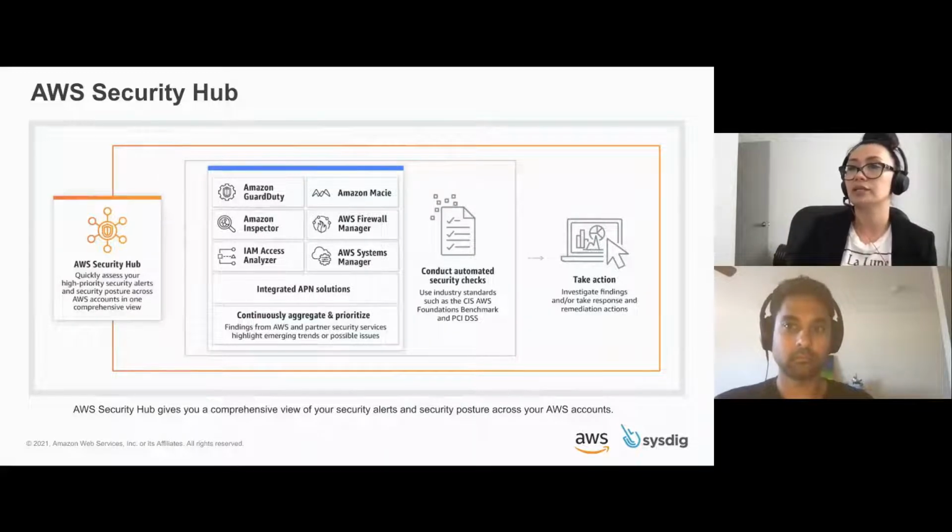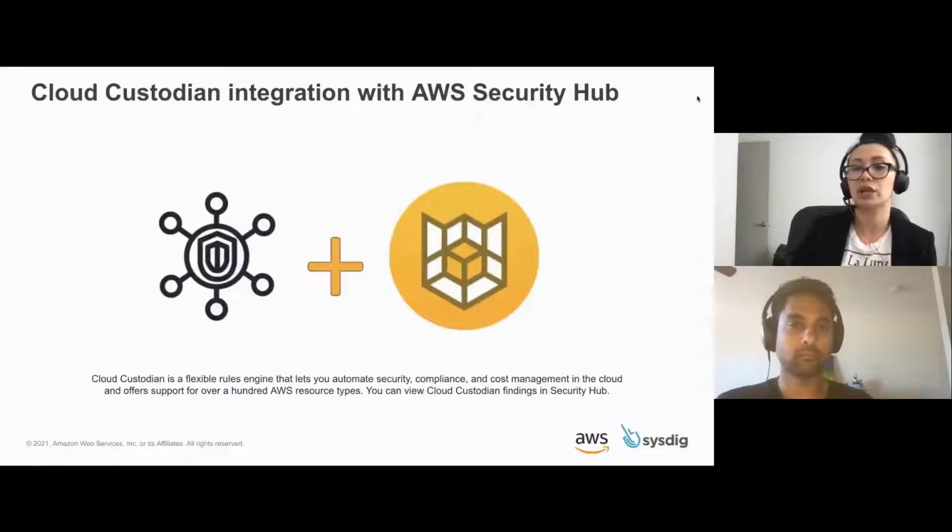And I have a slide for this. Over to the next one. I have a slide for this because Cloud Custodian is a popular open source rules engine that allows you to secure and optimize costs for over 100 AWS resource types. It used to be that Cloud Custodian findings were sent via email notifications and command line outputs, but with this integration with Security Hub, you can now view Cloud Custodian findings through your Security Hub console.